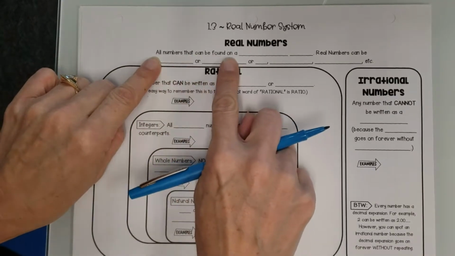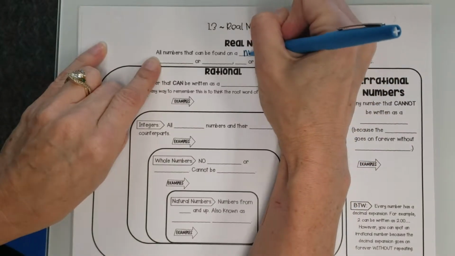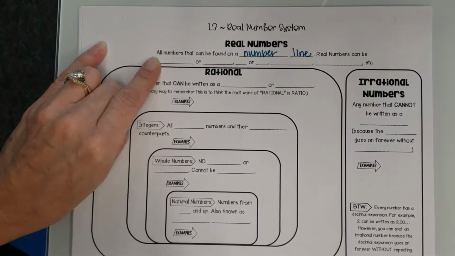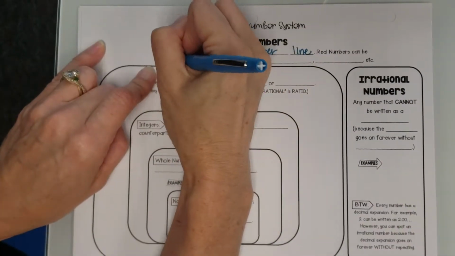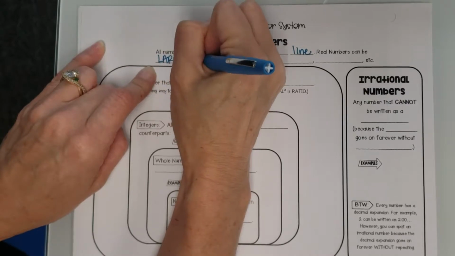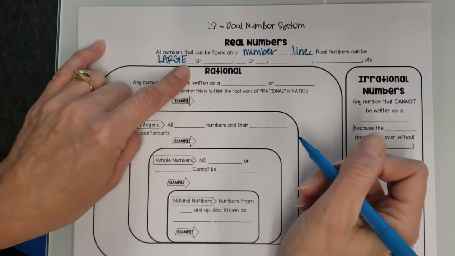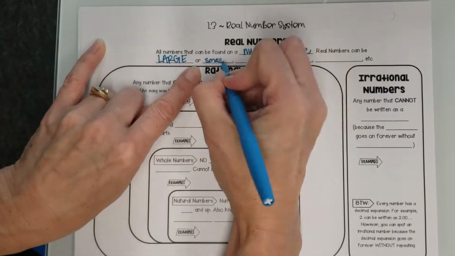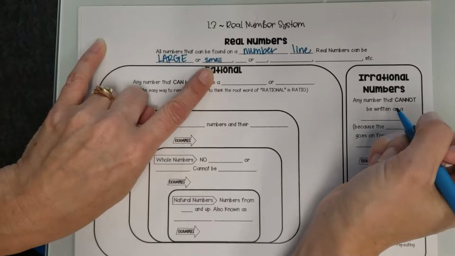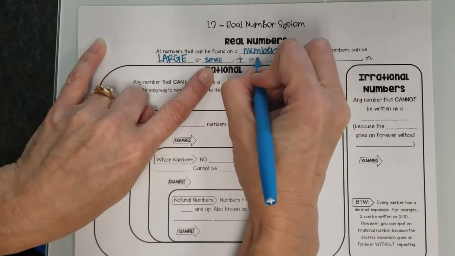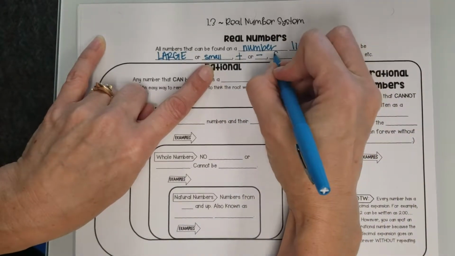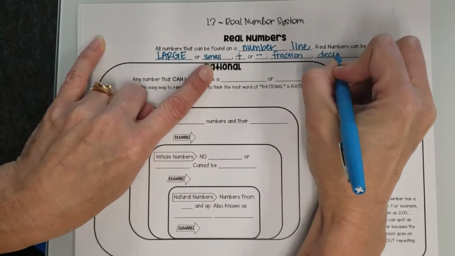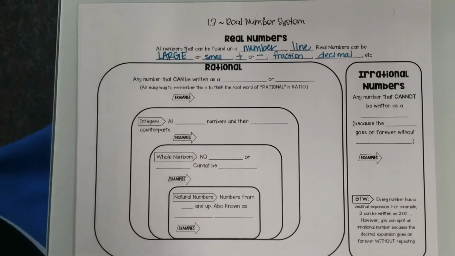So all numbers that can be found on a number line are real numbers. Real numbers can be very big numbers, 17,576,321, or super small numbers like 0.000007. They can be positive or negative. They can be in fraction form, and they can be in decimal form, etc. These are all real numbers.